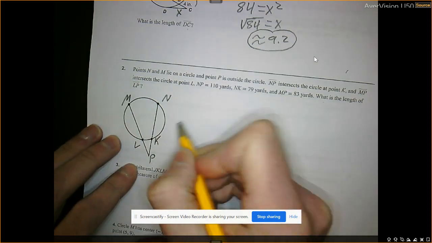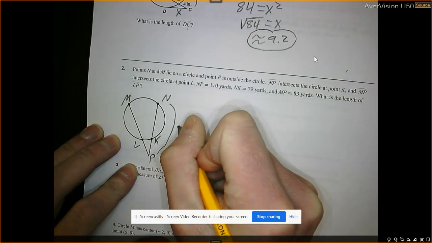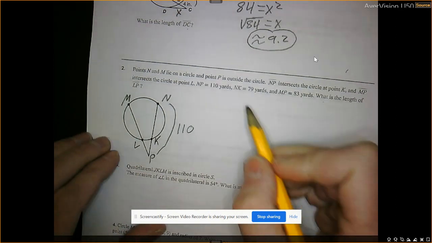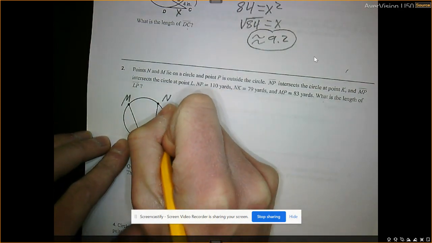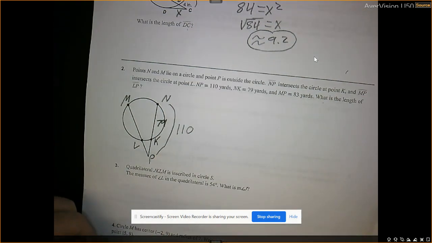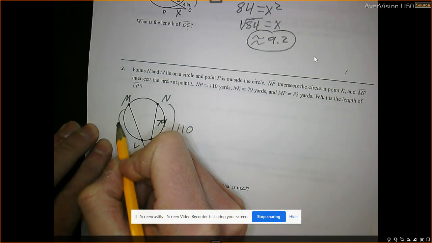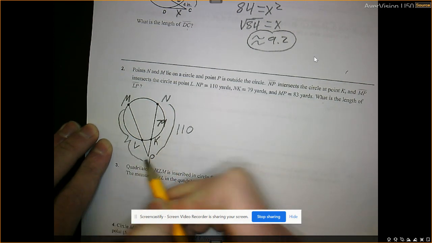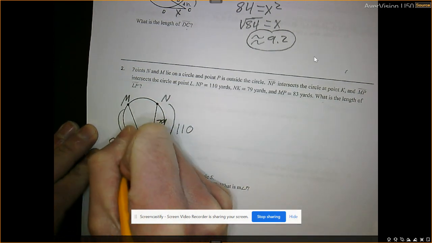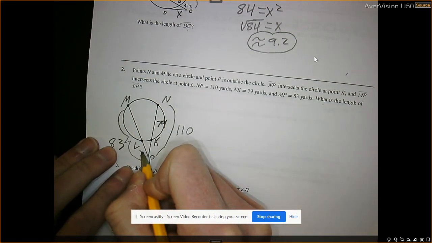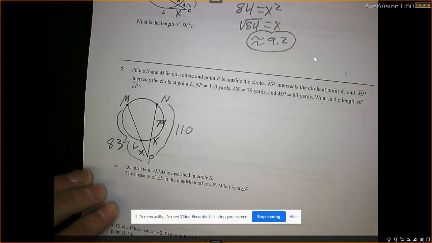It says NP is 110 yards. Well, that's this whole length here is 110. Okay, and NK is 79. Well, NK is just this portion. MP, 83 yards. That's, again, this whole length here. And that is 83, like I said. Okay, from there, what is the length of LP? So we're trying to find this. I will call this X.